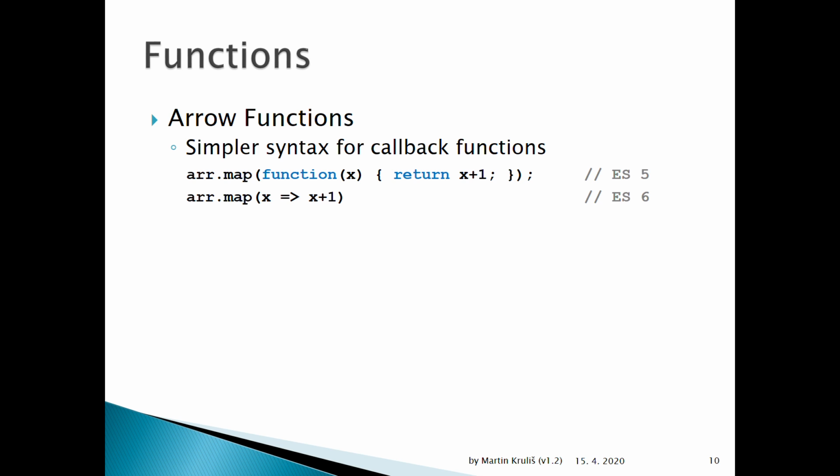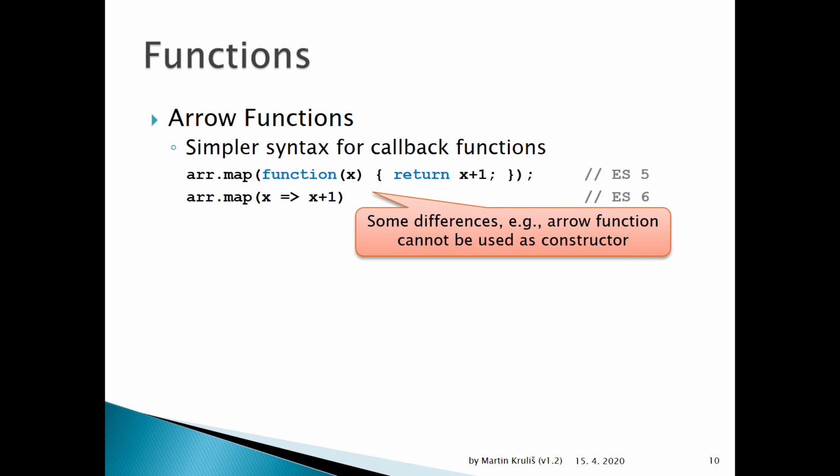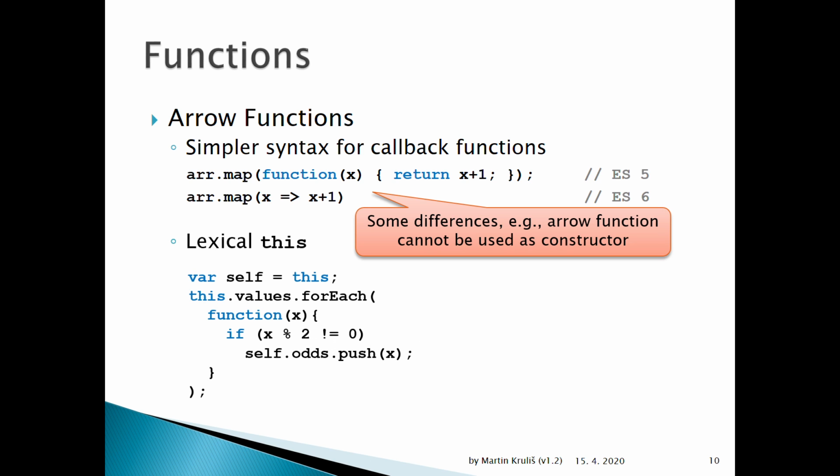Actually, they are not completely equivalent because arrow functions are not the same as regular functions. Arrow functions are somewhat more lightweight, so they don't have all the features of regular functions. For instance, they cannot be used as constructors. Also, there is one huge difference between arrow functions and regular functions, and that's called lexical this. So these two types of functions behave differently when using the this keyword.